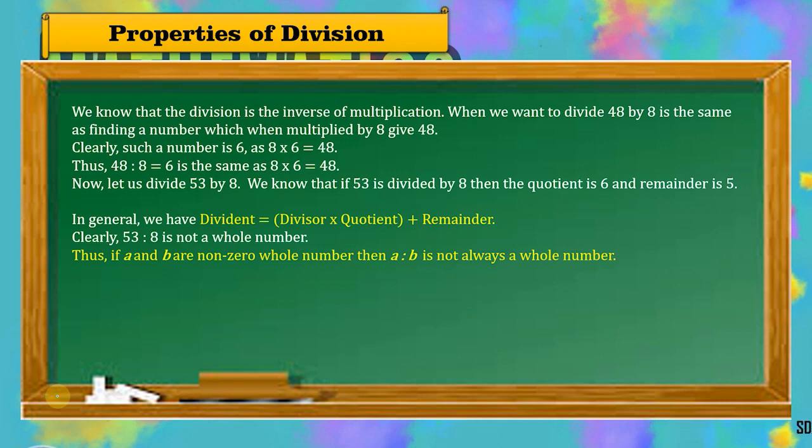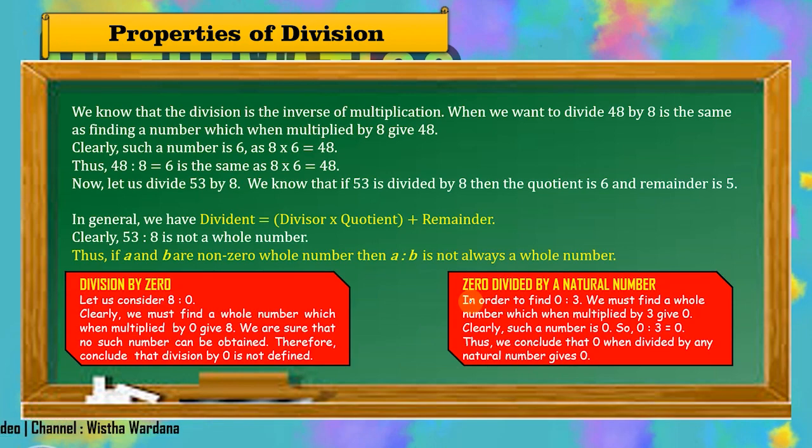So clearly, 53 divided by 8 is not a whole number. Thus, if A and B are non-zero whole numbers, then A divided by B is not always a whole number.